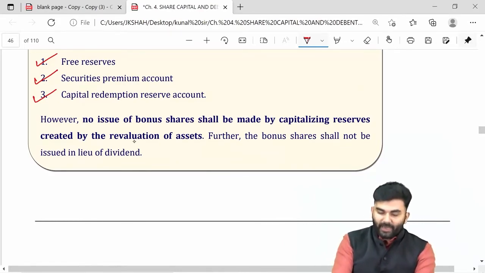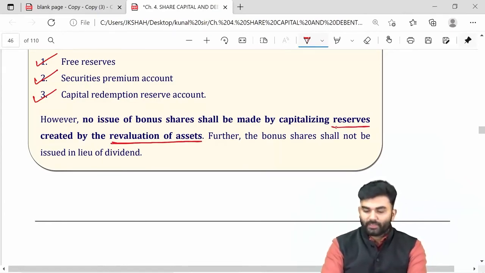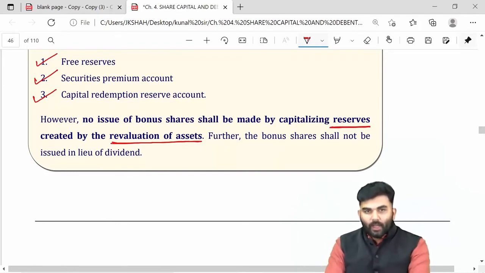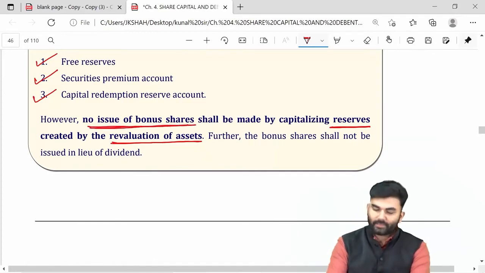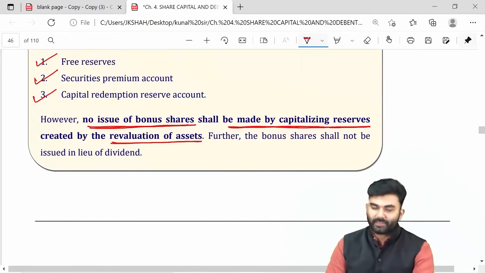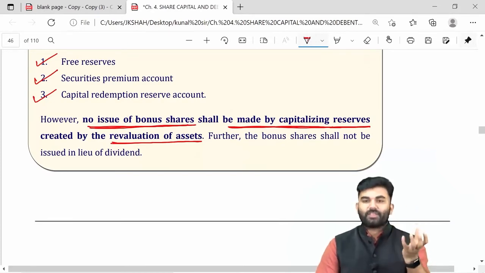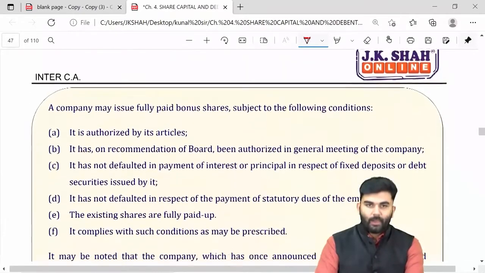If the company had revalued the assets and reserves were created after revaluing the assets, a company is not allowed to issue bonus shares by capitalizing the reserves created by revaluation of assets. So if assets are revalued and reserves have been created, such reserves cannot be capitalized for the issue of bonus shares.